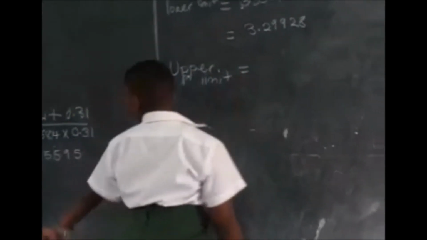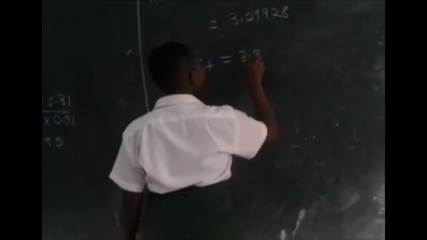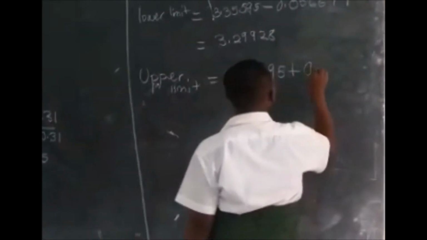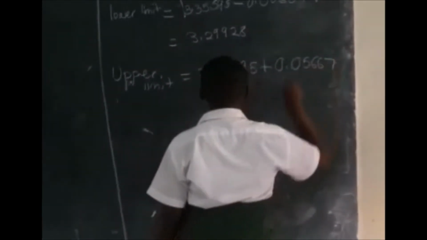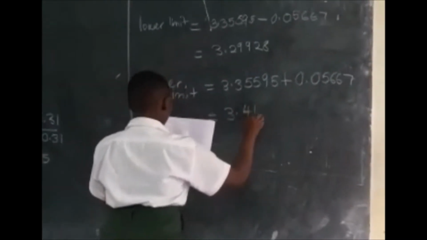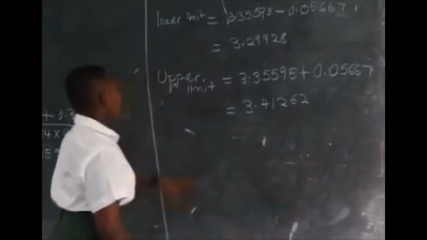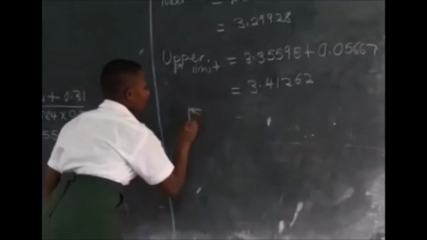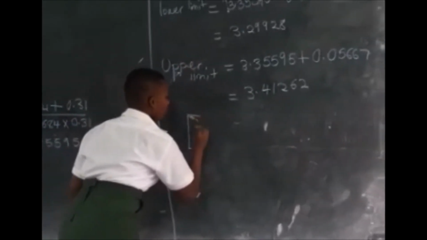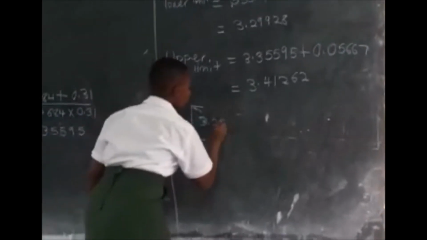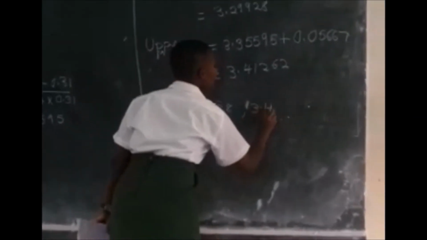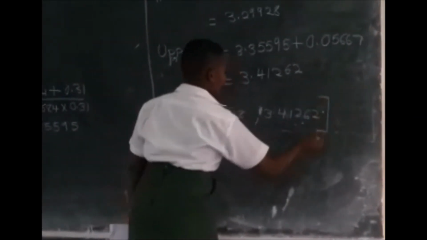Then we shall go on to find our upper limit. Our upper limit will be equal to the working value, which is 3.35595, plus the absolute error, which is 0.05667. So our upper limit is going to be 3.41262. Since they told us to find the interval, we're going to write our interval like this. We start with the lower limit, which is 3.29928, then the upper limit, which is 3.41262. So this is our answer.